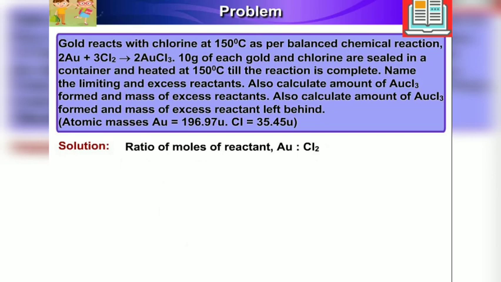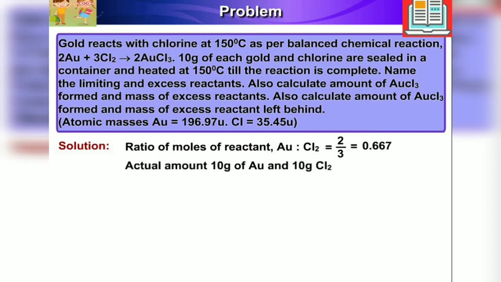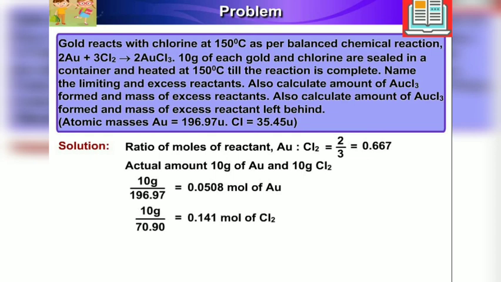Ratio of moles of reactant: Au is 2, Cl2 is 3, so 2 upon 3 is equal to 0.667. Actual amount: 10 grams of Au and 10 grams of Cl2. 10 grams upon 196.97 is equal to 0.0508 moles of Au, and 10 upon 70.90 is equal to 0.141 moles of Cl2.